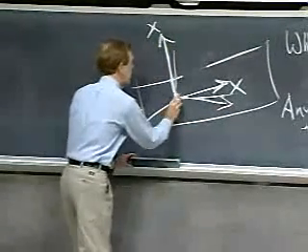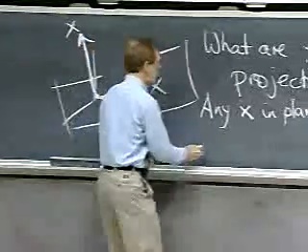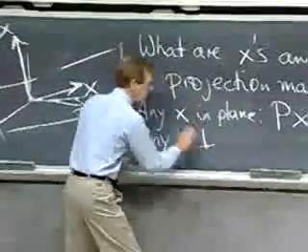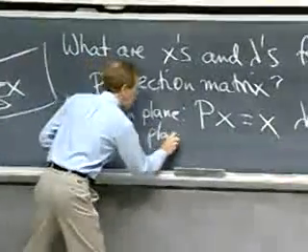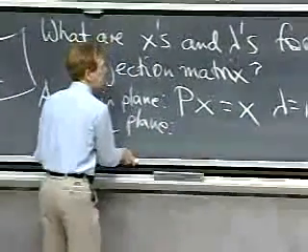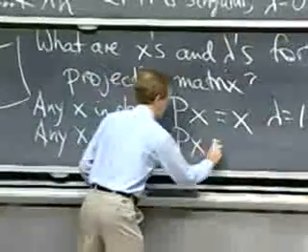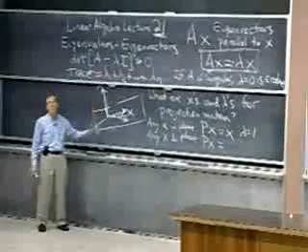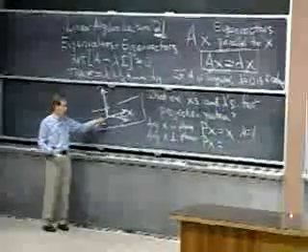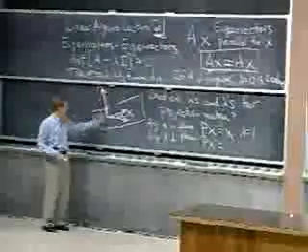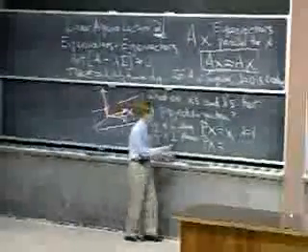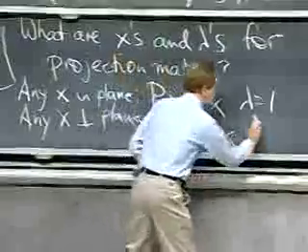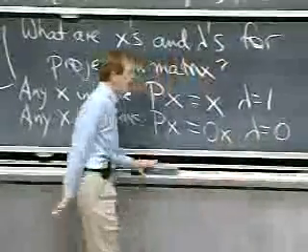Now here is another one. Any x that's perpendicular to the plane. What's Px for that vector? What's the projection of this guy perpendicular to the plane? It is 0, of course. So there's the null space. Px for those vectors is 0, or 0x if we like, and the eigenvalue is 0.